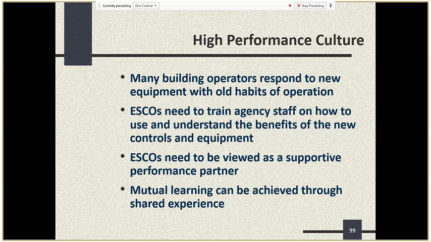It's also important when the ESCO is doing agency staff training to help them understand all the benefits and potentials of the new controls and equipment. And ultimately, you're forming what I call a public-private partnership, where the ESCO is your partner, helping support you in achieving your mutual goals of saving energy and having the best operating facility that you can.